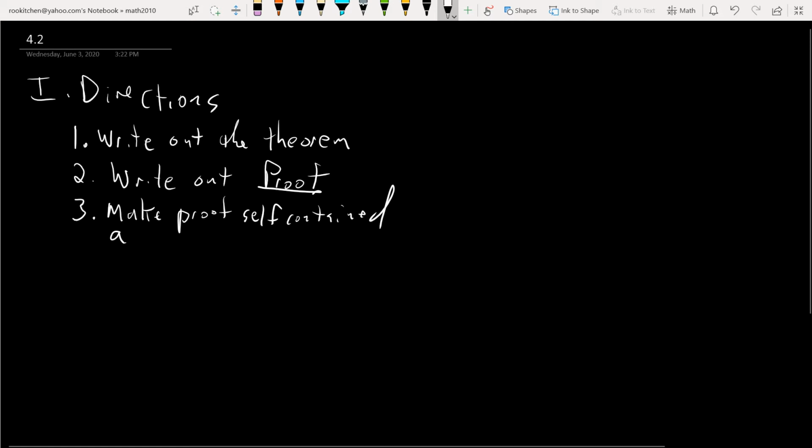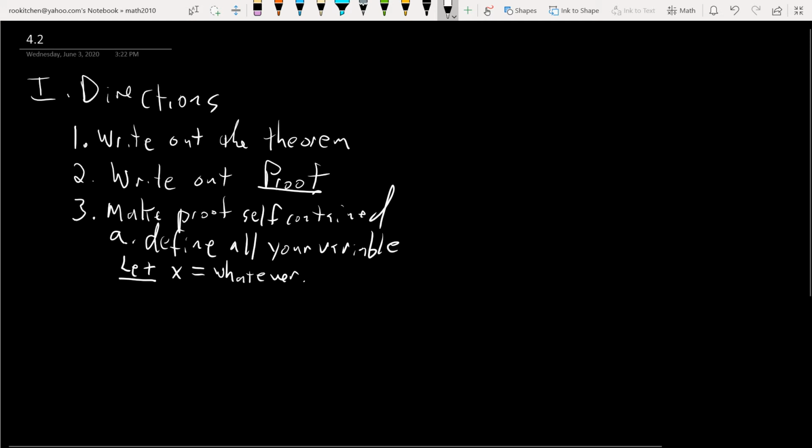So define or declare all your variables. And usually you would say let x be, so you use this word let, equal whatever, stuff like that. Okay. Four, what are we looking at?